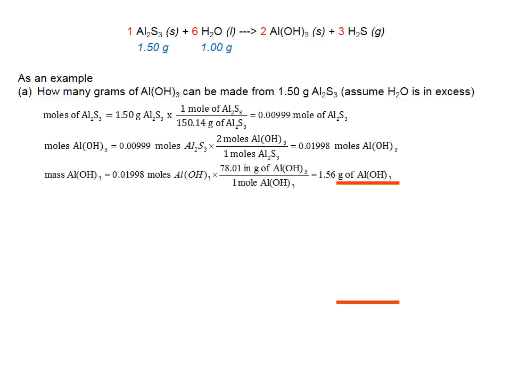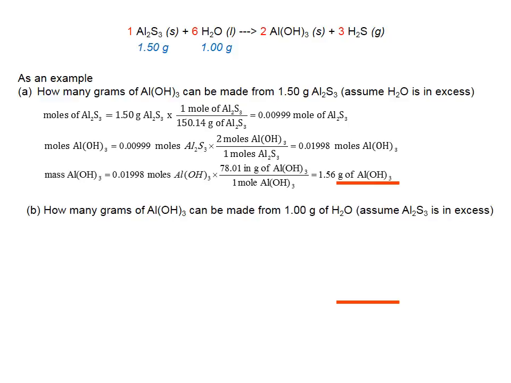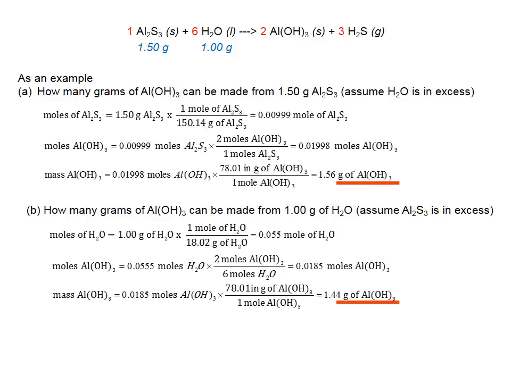And my last step is to figure out how much that aluminum hydroxide would weigh. So I multiply by the molar mass, 78.01 of aluminum hydroxide. And I could make 1.56 grams of aluminum hydroxide. Okay, I'm going to repeat the process for water. So in this case now I'm making the assumption that water is the limiting reactant, and I'm going to start from scratch. I calculate the moles of water by dividing the 1 gram by the molar mass of water.